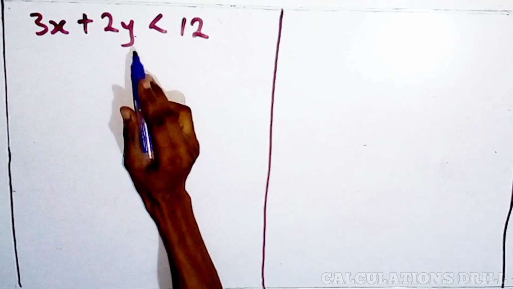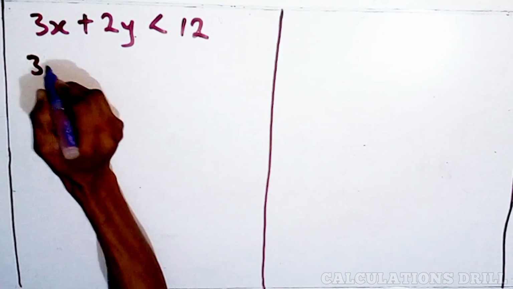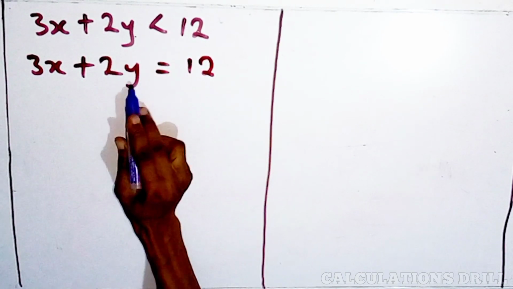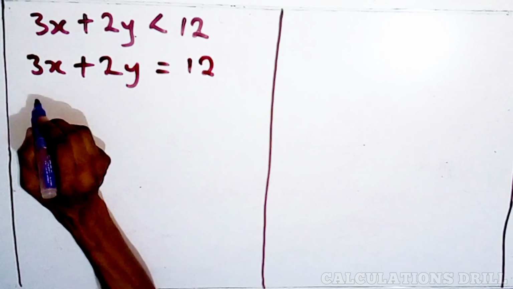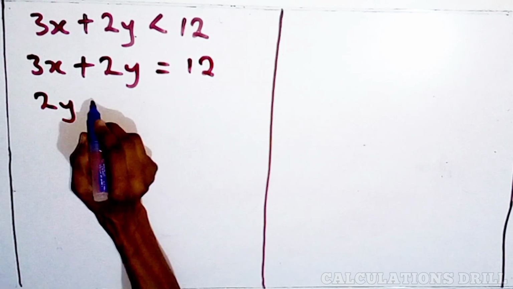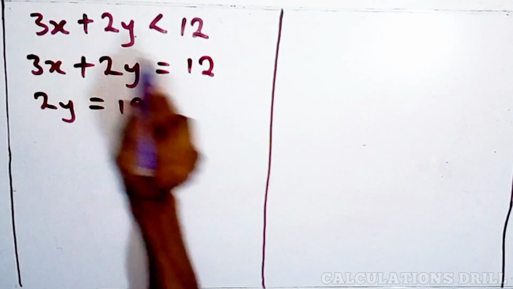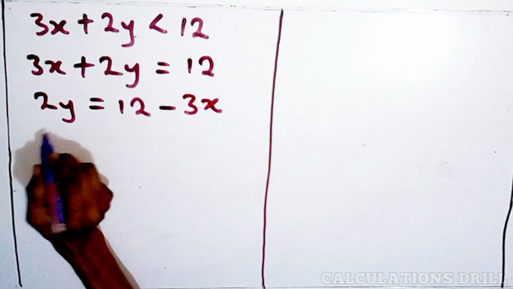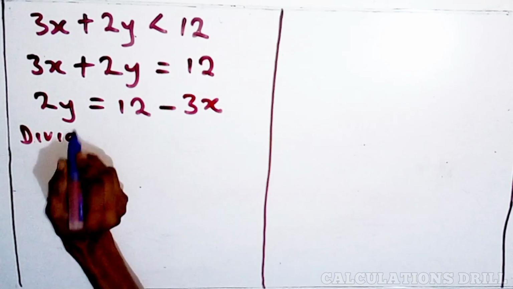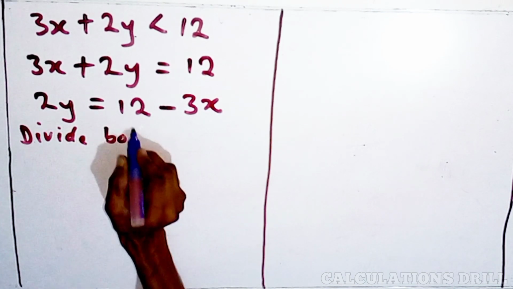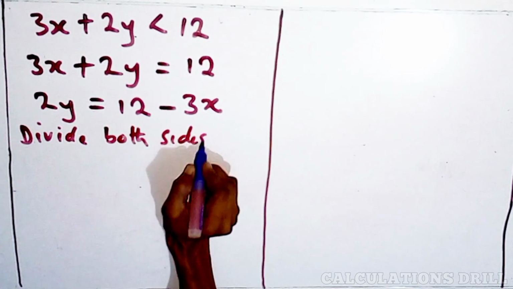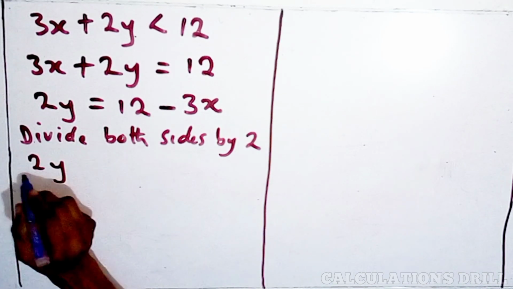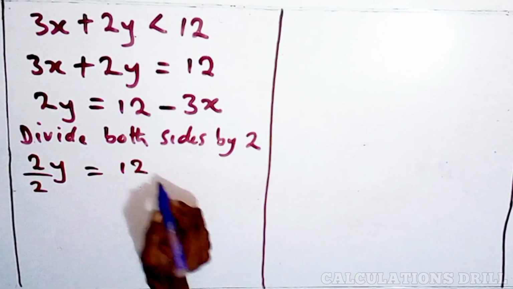Let's see some examples. 3x plus 2y less than 12. So 3x plus 2y equals 12. Let's make y the subject of formula in this case. So 2y equals 12, and when 3x crosses over to the other side, it becomes negative 3x. Then, making y the subject of formula, we need to divide both sides of the equation by 2 so as to eliminate the 2 that is disturbing y.